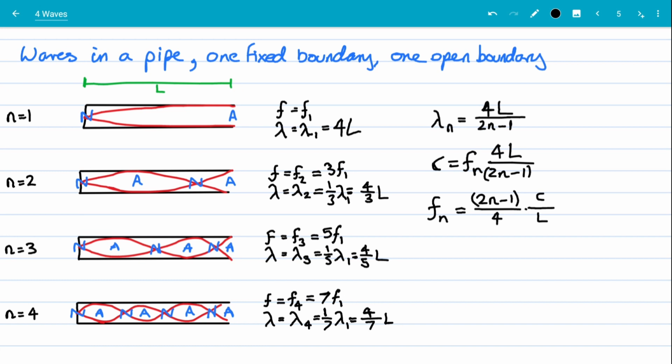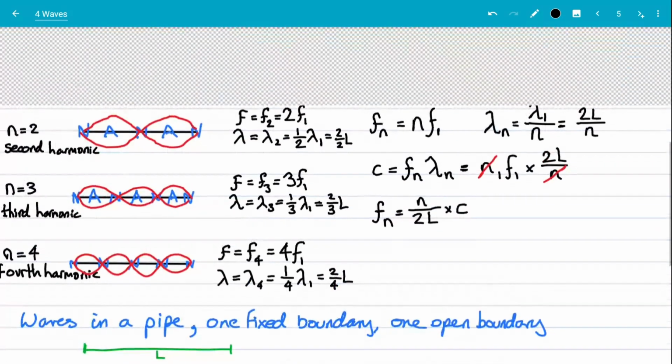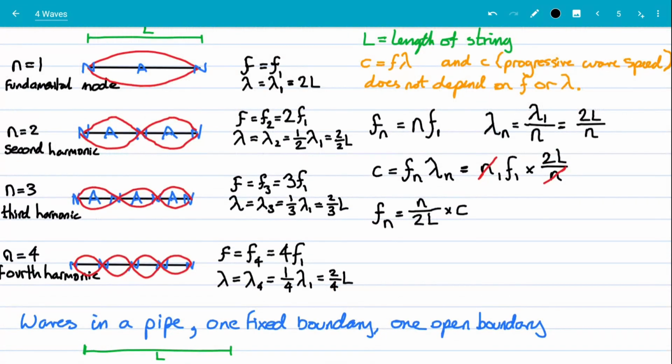We could have a look at when the pipe is open at both ends, but what you'll find when the pipe is open at both ends is it looks exactly the same as this series here. Rather than having an antinode in the middle and a node at each side for the first harmonic, for the fundamental mode, it's a node in the middle and an antinode at each side. And for the second harmonic, it would be just swap the nodes and antinodes. And for the third harmonic, just swap the nodes and antinodes.